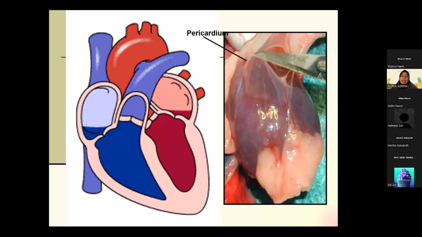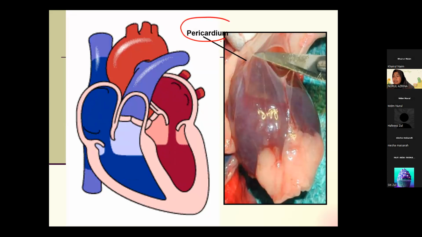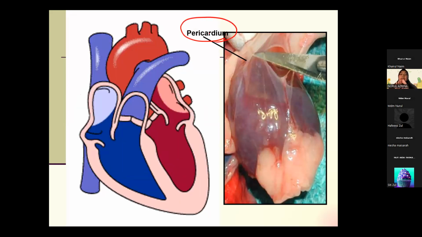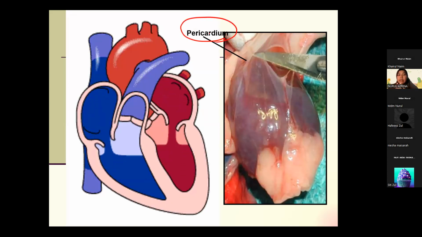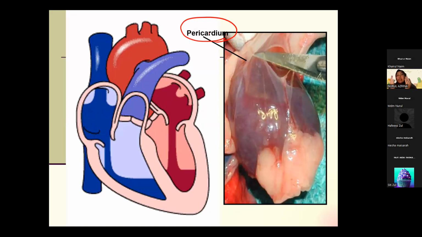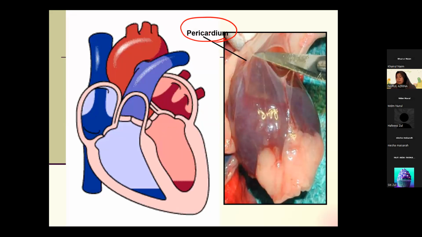Okay, so another thing is what you can see, this is pericardium. So pericardium is a tissue that covers and protects the heart structure. Okay, macam kalau tulang pun dia ada pericardium kan, dia ada dia punya covering. So same goes to the heart. So dia ada dia punya covering.